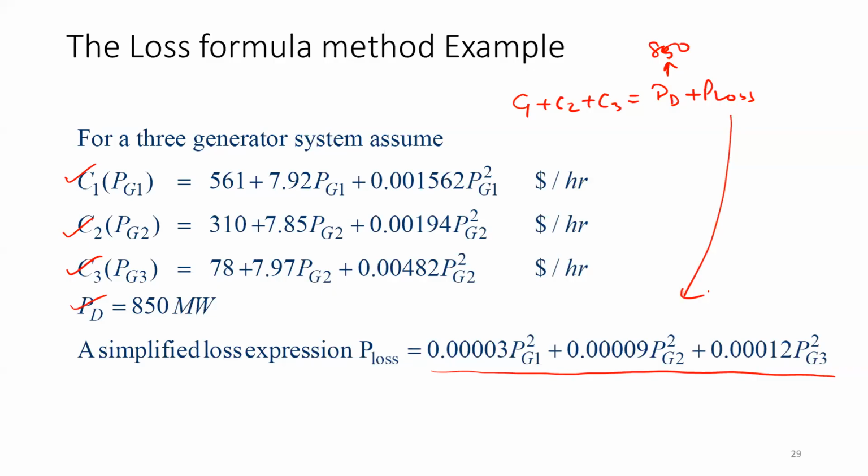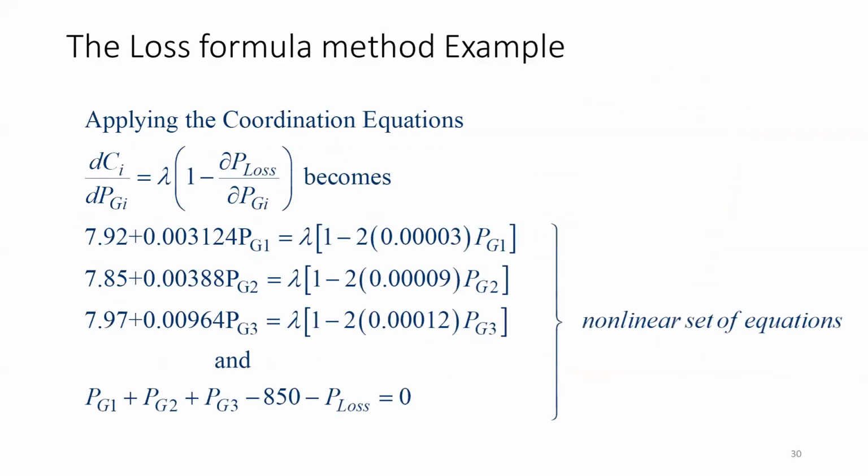Now let us try to see the solution. What we did, we applied the coordinate equations. Do you remember this equation we saw a few slides back, that dCi by dPGi is equal to lambda times (1 minus dP_loss by dPGi)? Do you remember this expression, or should I show it again?